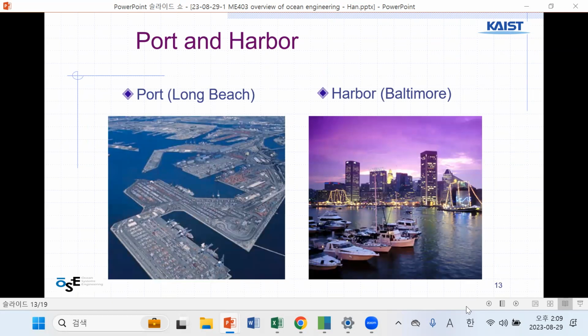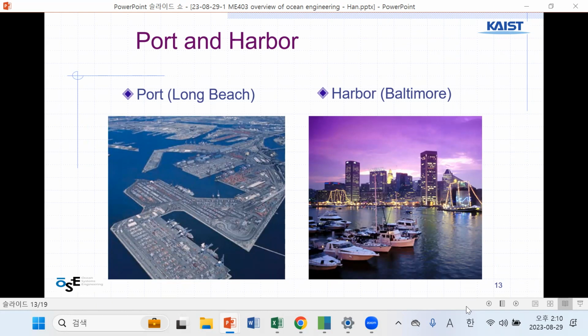Port and harbor, Long Beach. Do you know where Long Beach is? Nobody? One person? Two? All right. Can you answer the lady? Where is it? On the East Coast? No. I only know the country, America. United States, and maybe LA. LA airport. Just below Los Angeles. Main port.